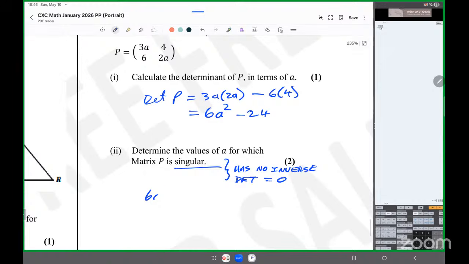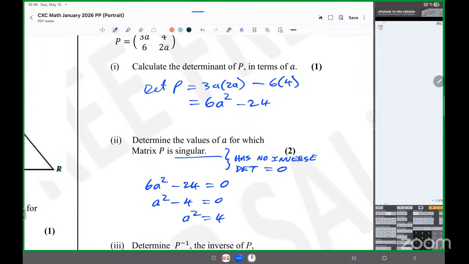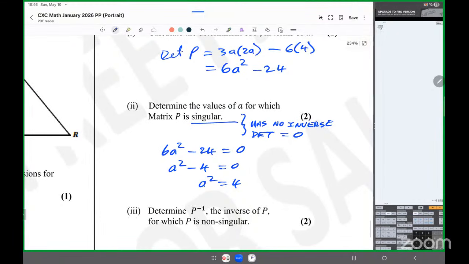So it becomes 6a squared minus 24 is equal to 0. Divide by 6, you get a squared minus 4 equals 0. You could transpose and get a squared equals 4. But when you calculate the square root, you have to remember plus or minus as the key. So a equals plus or minus 2.